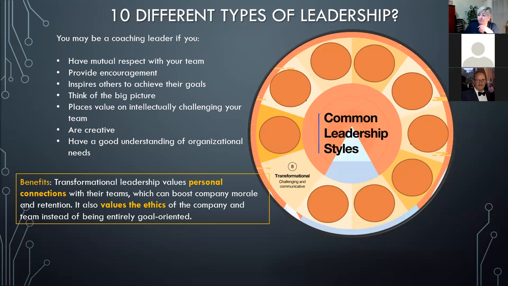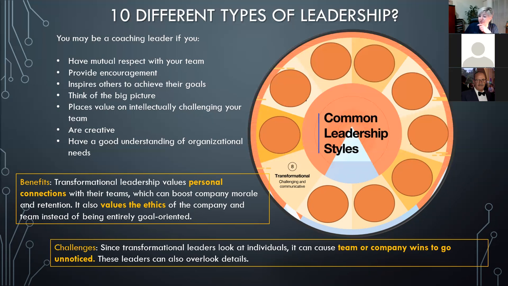Transformational leadership values personal connection with their teams, which can boost company morale and retention. It also values the ethics of the company and the team instead of being entirely goal-oriented. So do you see how different this could be? And if I had to go and function in this space with Rian for a while, I can get better results from him than actually being who I am right now. So it's very interesting how I discovered that through this process.